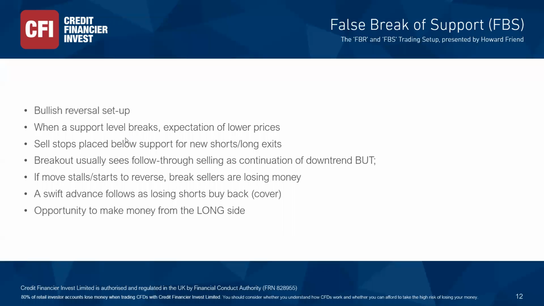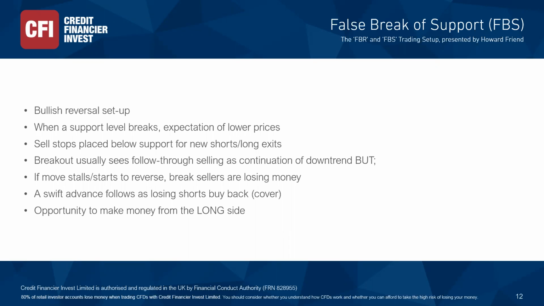So FBS is a bullish reversal pattern or setup. And what we're waiting for is the break of a support level. And when that happens, we get an expectation of lower prices, because when the support level breaks, usually the market wants to go down. It tells you that the demand has dried up at that level and that the supply is greater and that the price should go to a lower equilibrium level.